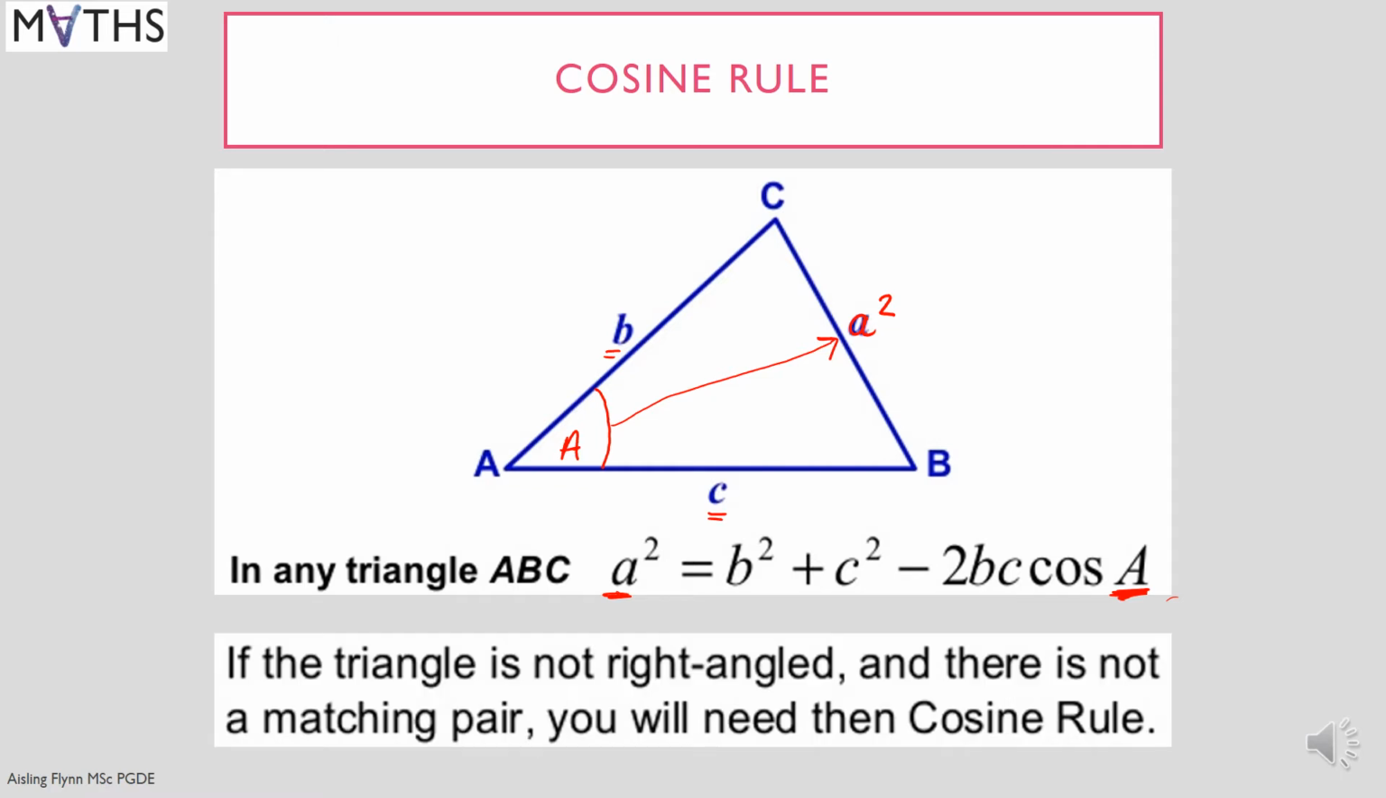When do we use the cosine rule? If the triangle is not right angled, we cannot use Pythagoras' theorem, and we cannot use the sine, cos or tan ratios. If we don't have matching pairs, like we would in the sine rule, then you need the cosine rule. As you can see, it's not as straightforward as the sine rule. It would be our last option, but it always works.